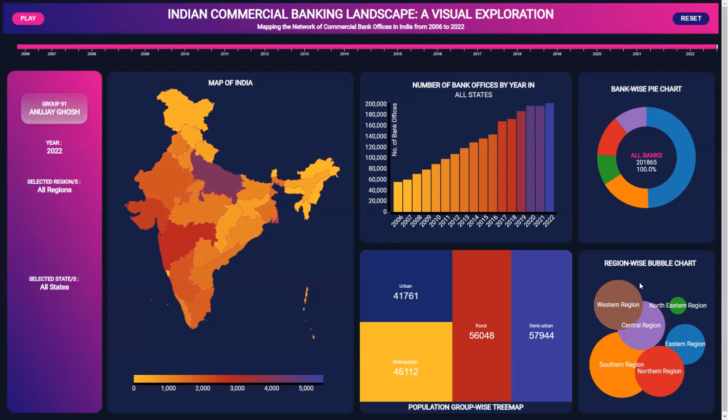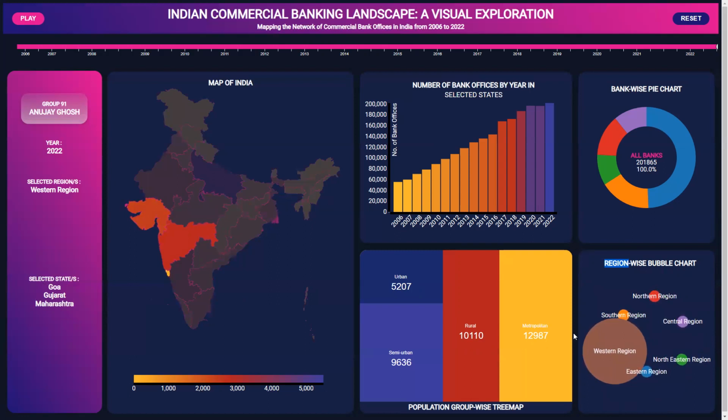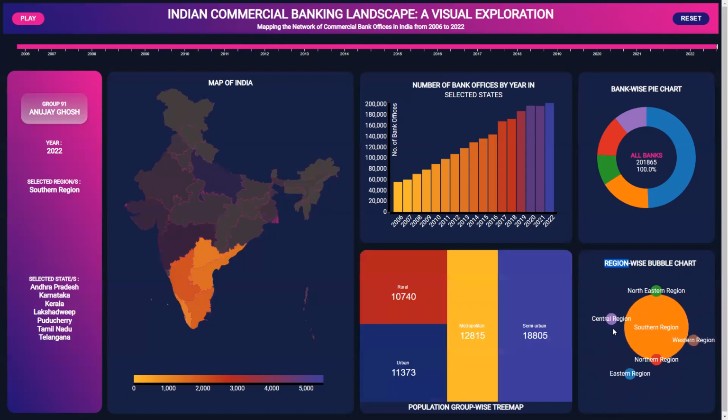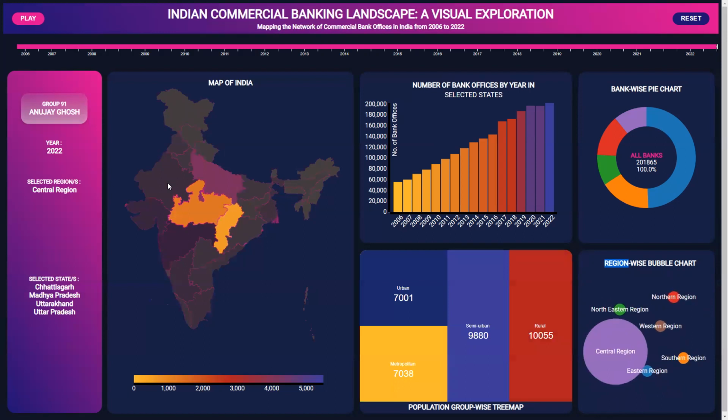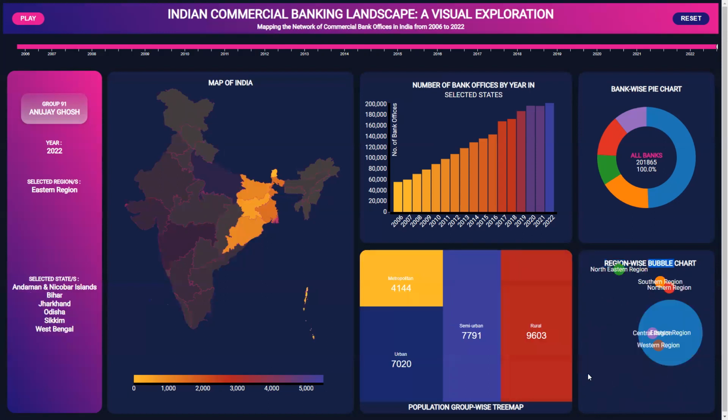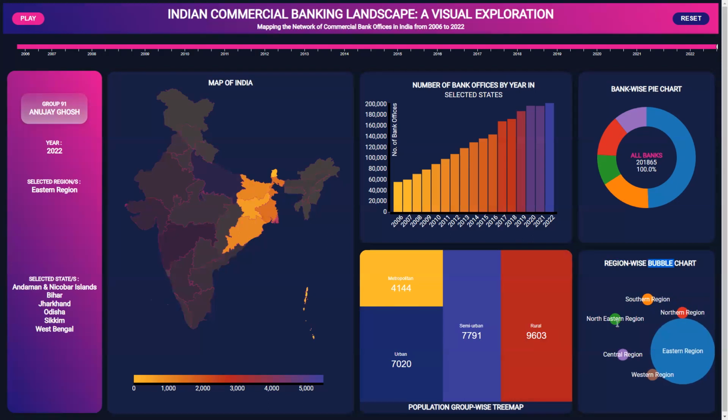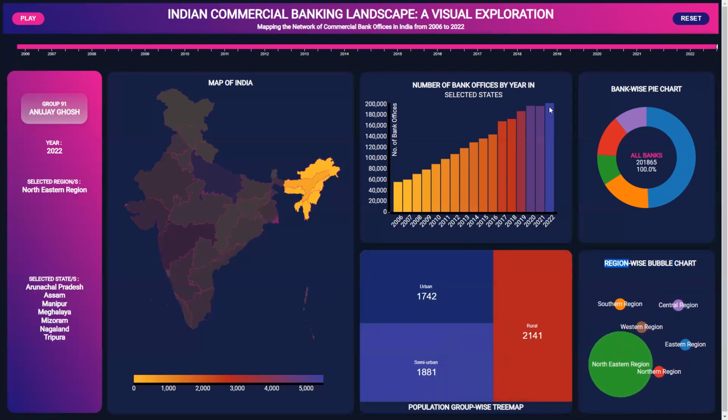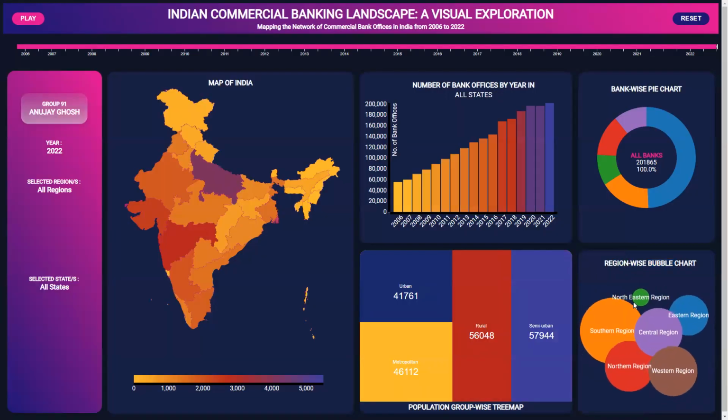All right, so going on to the region-wise bubble chart, we can see here different regions can be highlighted in the choropleth map on clicking different bubbles. The central region here right now, eastern region shows the eastern side. The northeastern region is this one. And we can see that overall, the northeastern region has a way lower count of number of bank offices compared to, let's say, southern or central or eastern region.